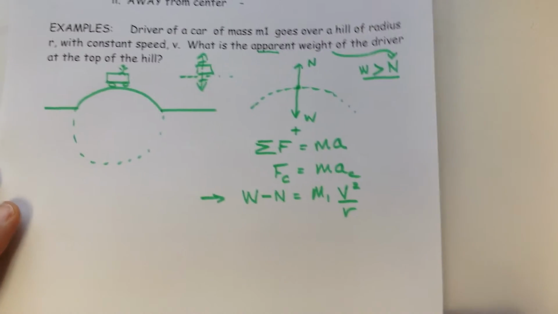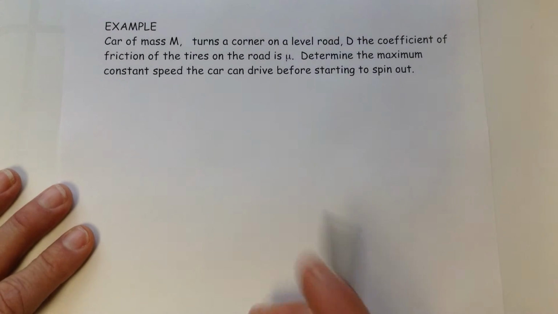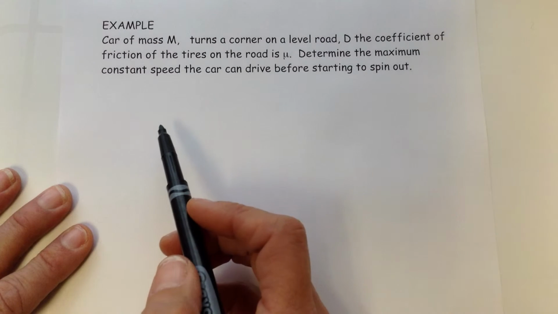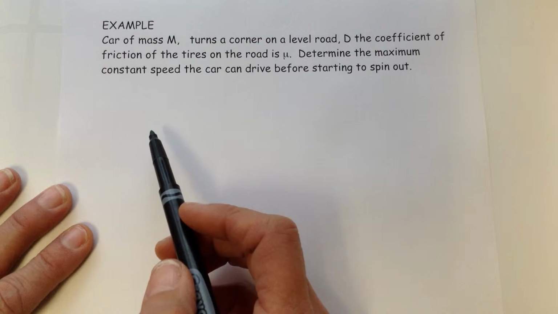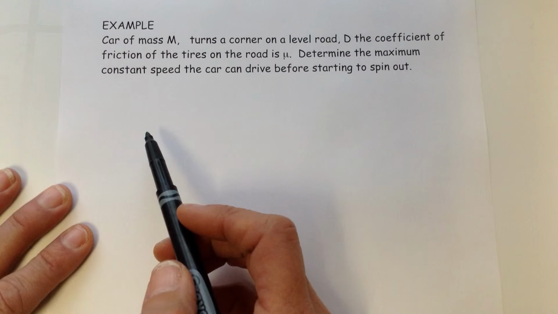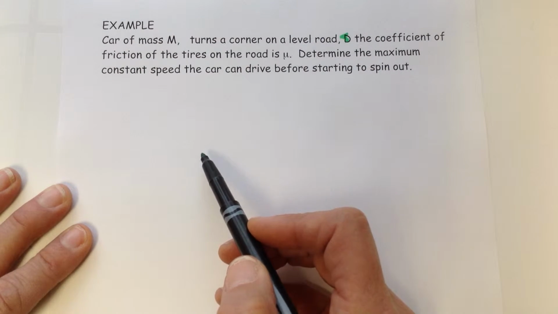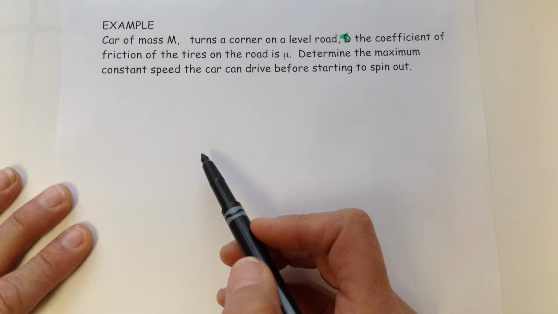All right, so that's example problem number one. Second problem: that was an example of a vertical circle. Now we'll look at a horizontal circle where a car of mass m turns a corner on a level road. Cross out that D, that's a typo. The coefficient of friction of the tires on the road is mu. Determine the maximum constant speed the car can drive before starting to spin out.